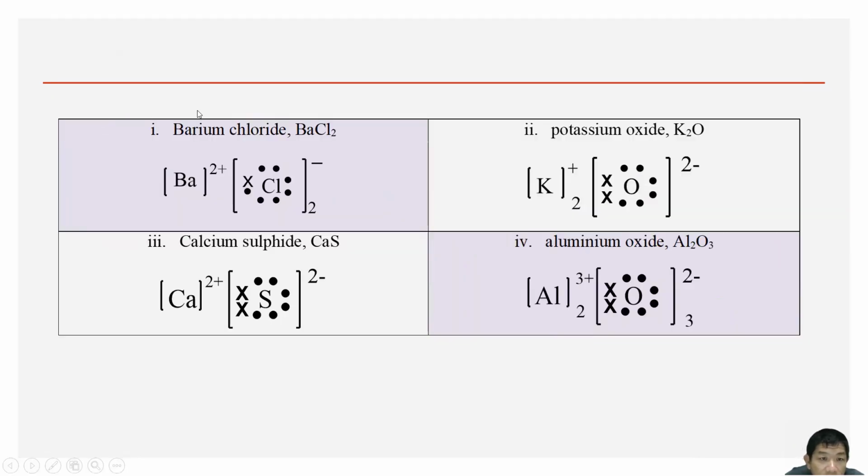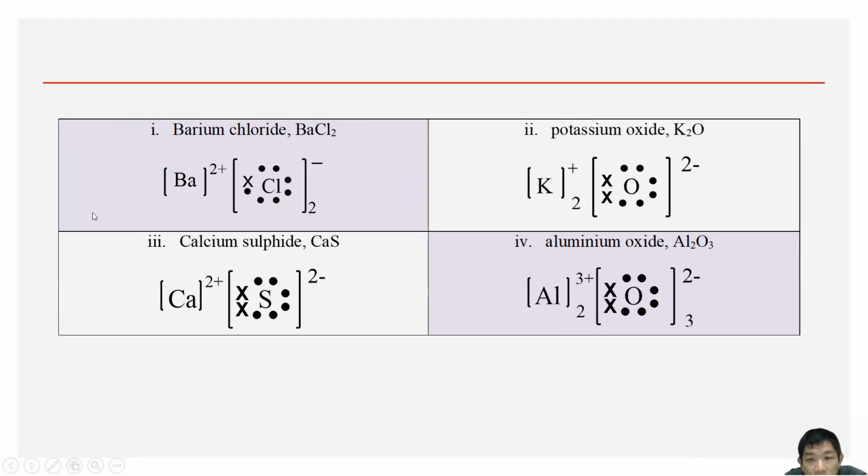If you have barium chloride, you have Ba2+ and Cl-, so you form BaCl2. If you have potassium oxide, you have K+ and O2-, you form K2O. If you have calcium ion with sulfide ions, you form CaS. And finally, if you have aluminium oxide, we have Al3+ and O2-, you form Al2O3.